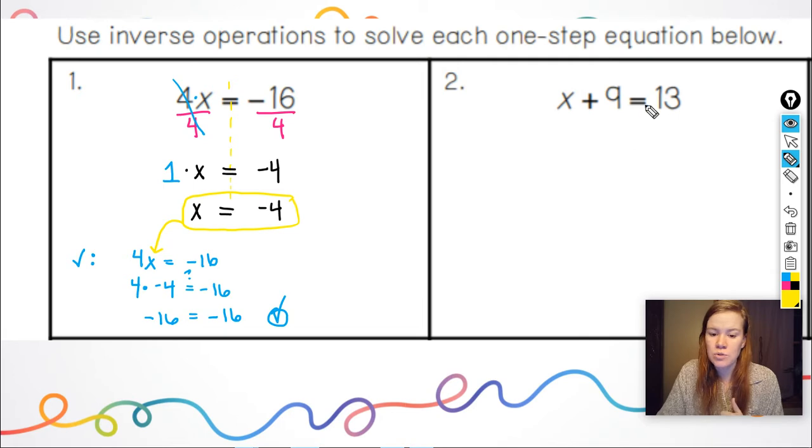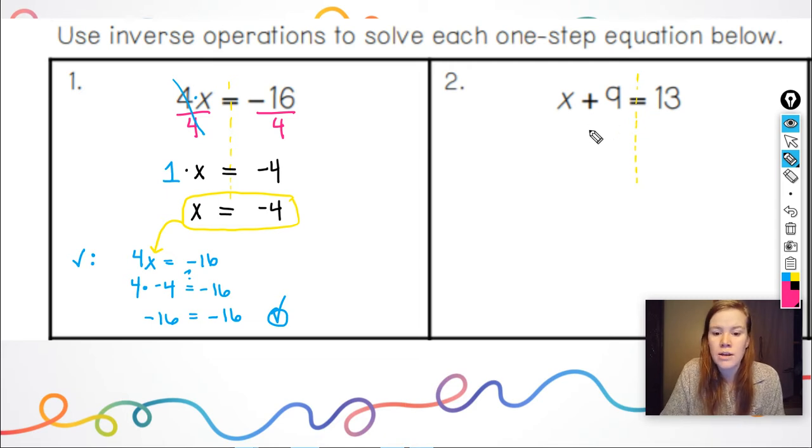X plus 9 equals 13. Draw your dividing line to help you keep your sides split. So what operation are we using to start with? Addition. We have to undo addition by using subtraction. And here's how you can show those steps. I am going to subtract 9 from both sides.